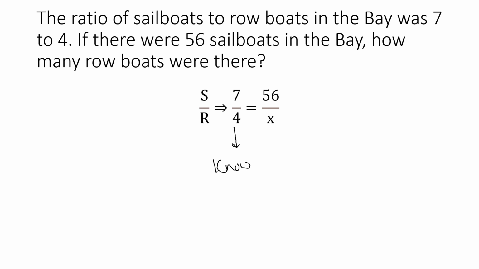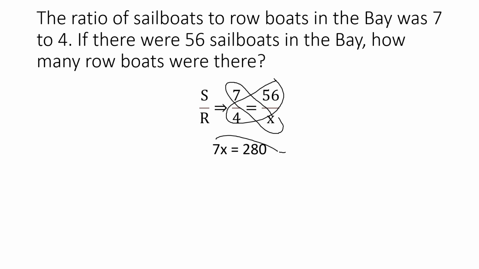Okay? And now we just use cross multiplication. So we're going to do this times this equals this times this. So 7x, oh, let me erase what I wrote, sorry. 7x equals 280. 4 times 56 is 280. Move my 7 over. When I move that 7 over, I divide by 7. So I end up with x equals 40. Technically, we would need to say 40 rowboats. For my purposes, I don't care.